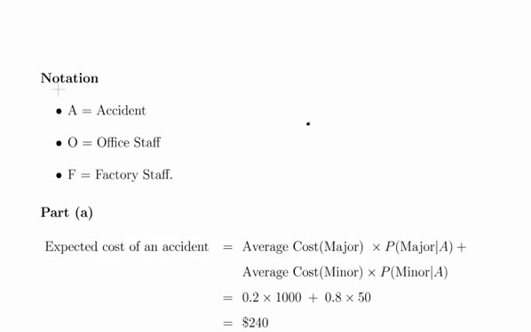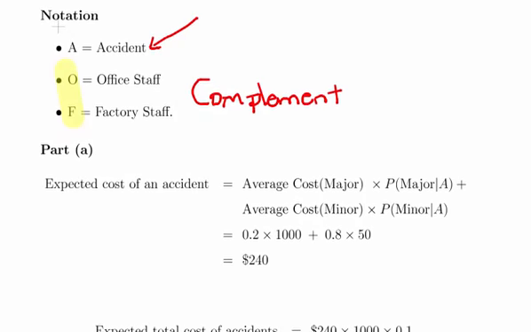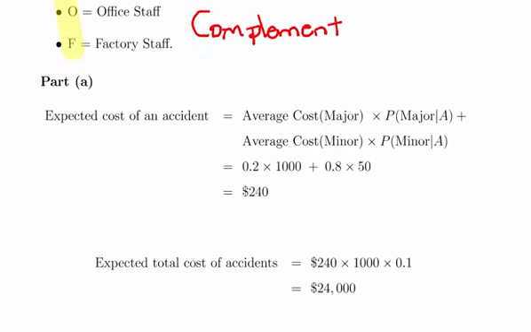So the first thing we do is set out our notation for events. A is the event that a person has had an accident. O is that the person is office staff, and F is that the person works in the factory. Now these are complementary events, okay? And we're assuming that these two events describe all of the people in the factory, such that they're either office staff or factory staff, and that they are complements.